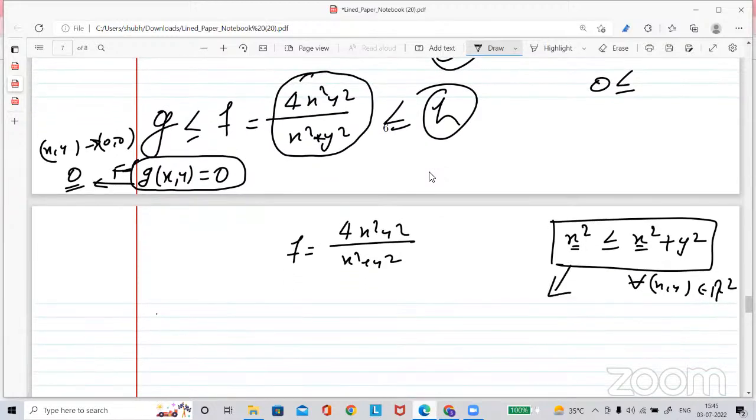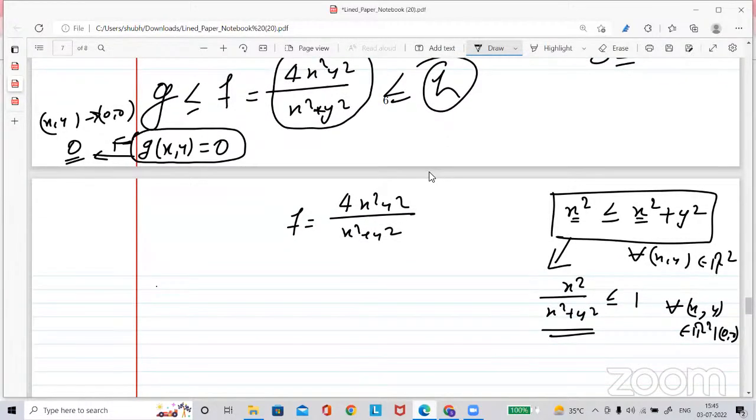One extra thing we can do: this inequality can now be changed into this form. x square upon x square plus y square is less than 1 for all x, y belonging to R2 minus 0, 0. You only remove 0, 0. At 0, 0 this function is not defined, but for all the rest this inequality holds, because we took whatever we had and added some extra number. So this is true for all elements of R2 except 0, 0.